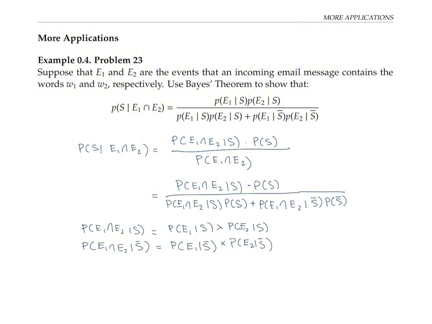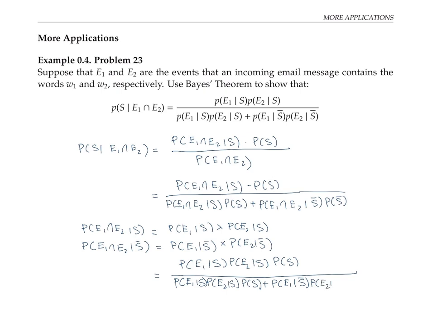Substituting these back into the formula, we get P of E1 given S times P of E2 given S times P of S, over P of E1 given S times P of E2 given S times P of S plus P of E1 given not S times P of E2 given not S times P of not S.